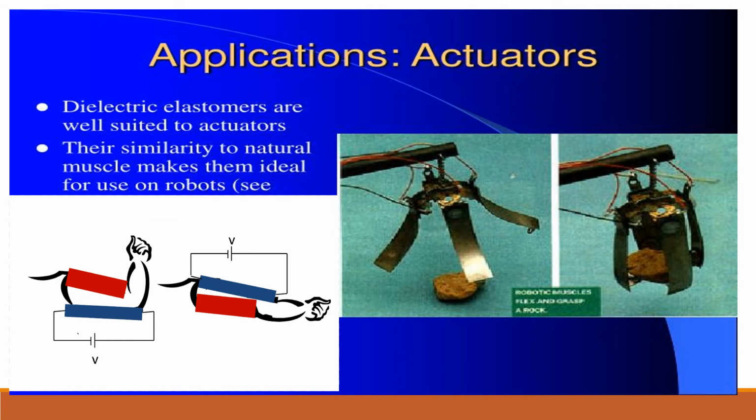It is acting as a robotic muscle. See that red colored and blue colored dielectric elastomer? When I apply an electric field, the hand is stretching. When I remove the electric field, the hand comes back to the original position. Hence, dielectric elastomers could be used for actuators in many smart instruments.